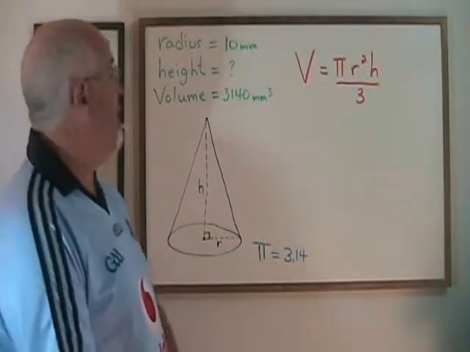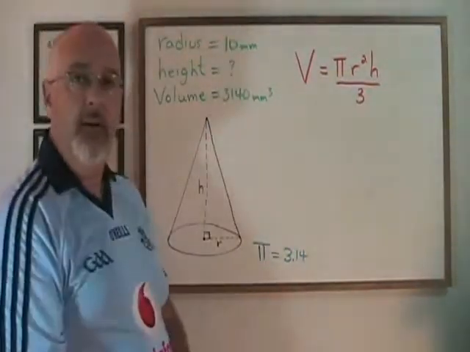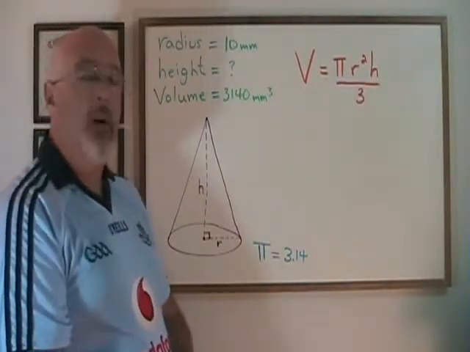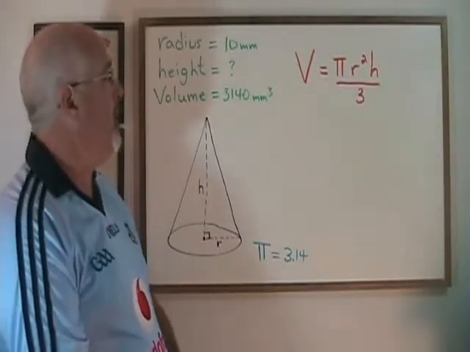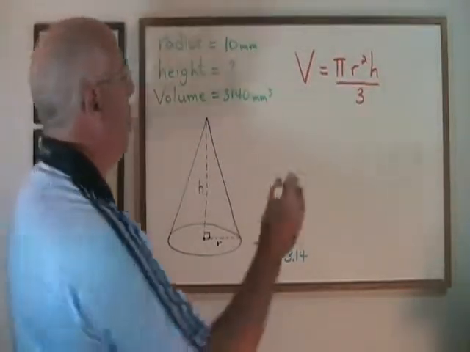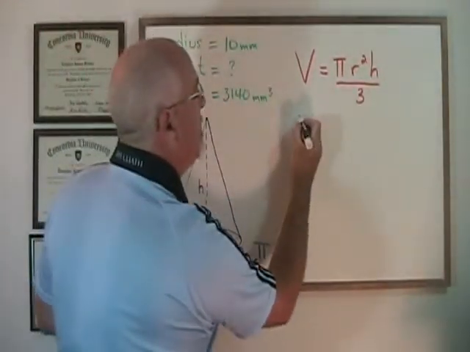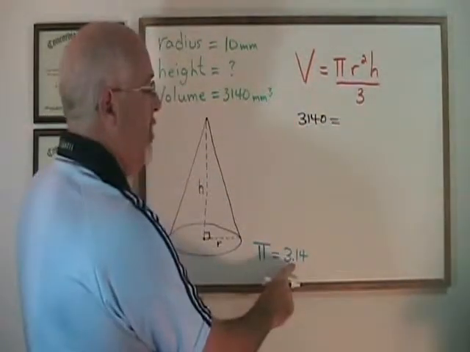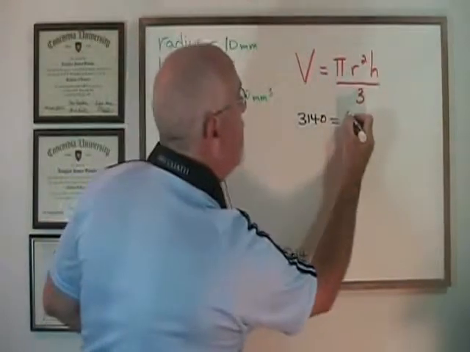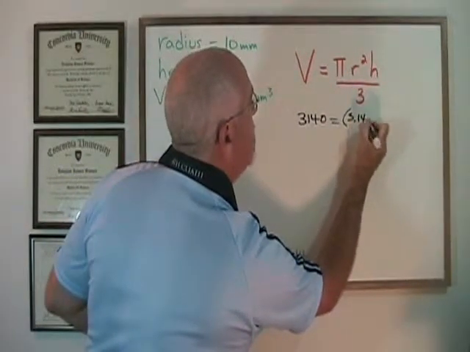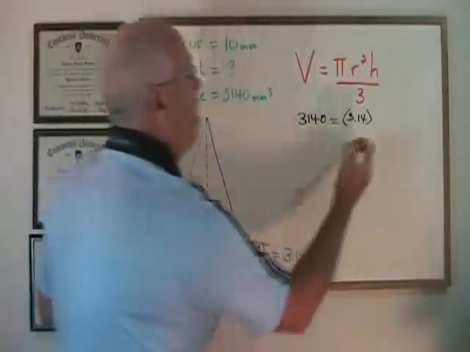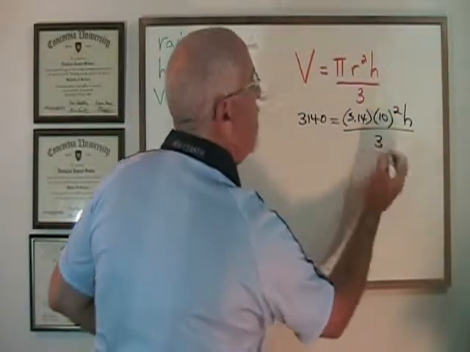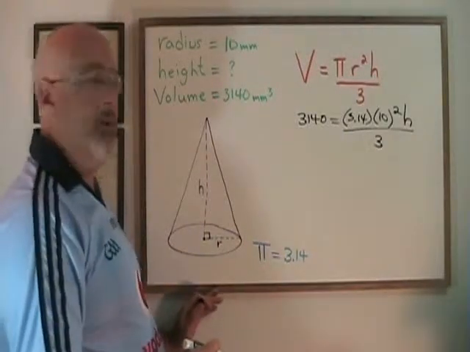In this next example, our radius is 10 millimeters, our height is the unknown, and the volume is 3,140 millimeters cubed. Filling in the formula, the 3140 goes in the position of the V. 3.14 is our approximation of pi. It goes in the position of the pi symbol. The r is the 10. And now we only have one unknown, which is the h.